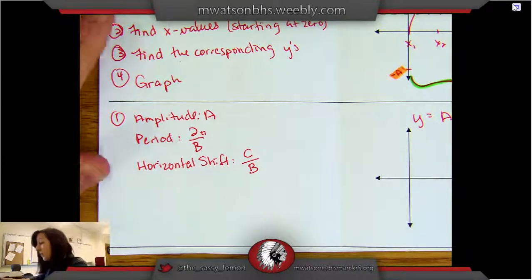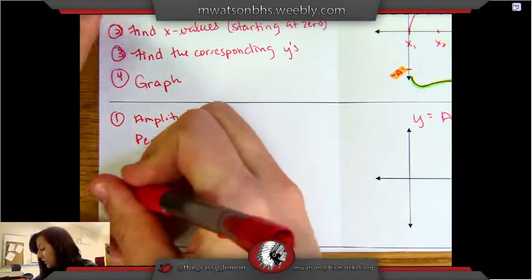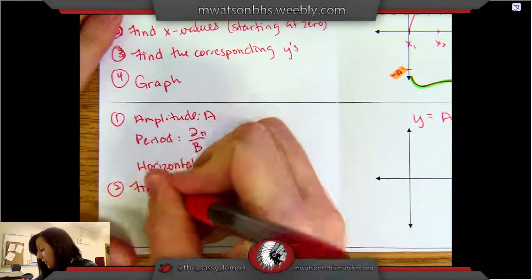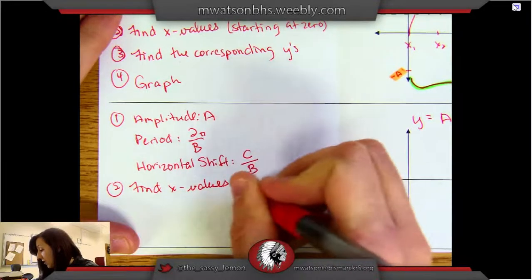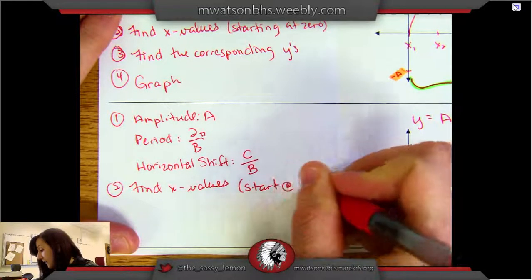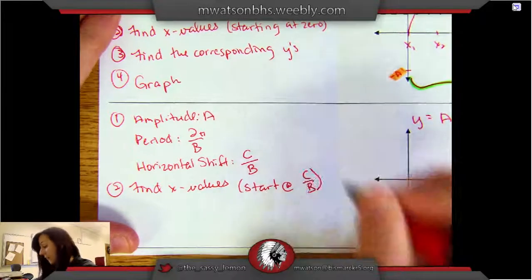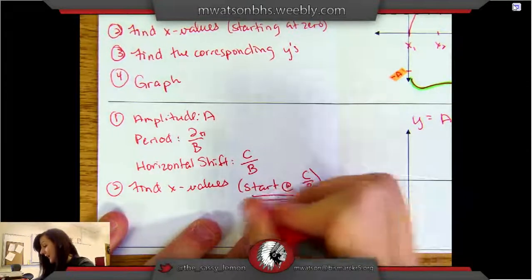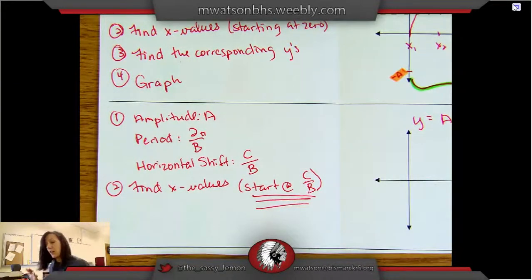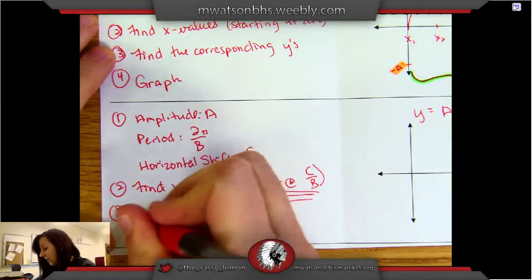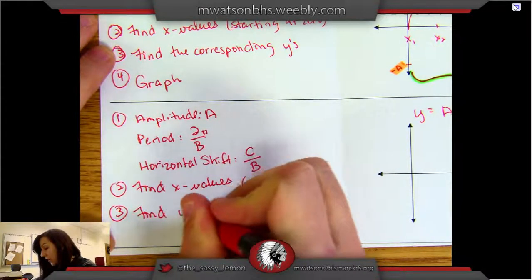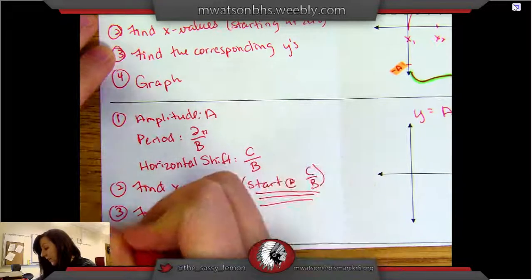And then all the steps are the same. You're going to find your x values, but now you're going to start at C over B. Very important. Now you're going to start here instead of 0, 0. I don't know how many students last year had to erase their whole graph because they started at 0, 0. It was very frustrating. Then you find your y values that go with those x values, and then you graph.